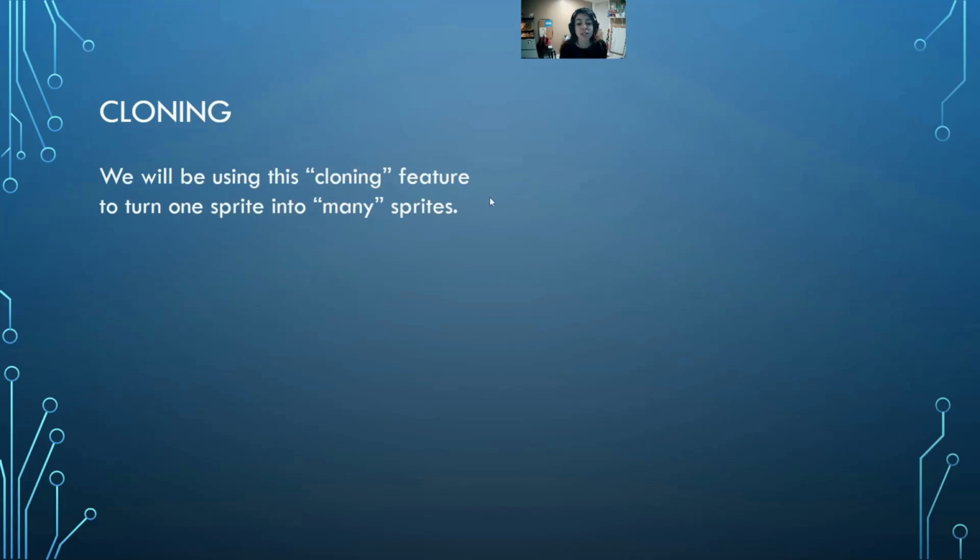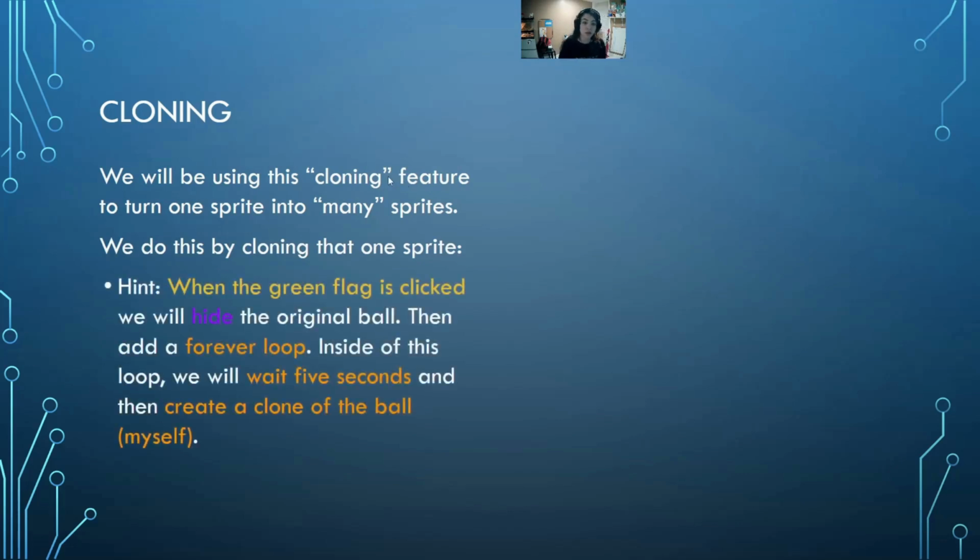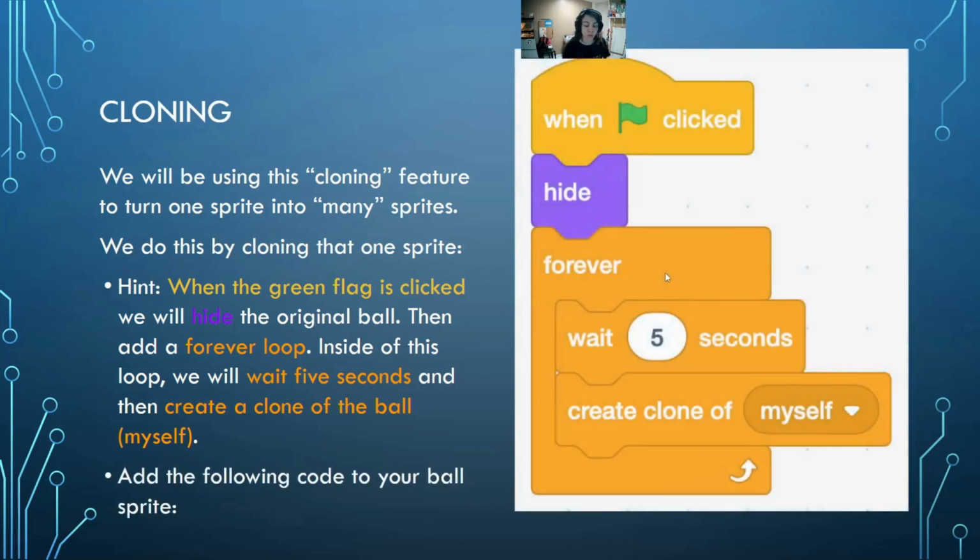So we'll be using this cloning feature to turn one sprite into many sprites. We'll do this by cloning that one sprite we chose as the ball. So here's a hint. When the green flag is clicked, we will hide the original ball. Then we will add a forever loop. Inside this loop, we will wait 5 seconds and then create a clone of the ball itself. So let's add the following code to your ball sprite.